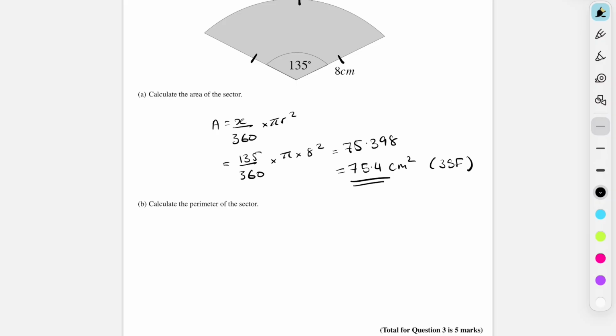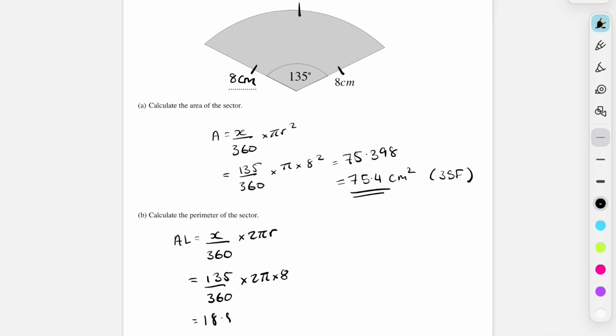Now we already know what the radius is. The radius is 8, and because the radius around a circle is consistent, this length is also 8 centimetres. So all we really need to work out is the arc length. To work out the arc length, we do x over 360 times 2 pi r. So in this case, it's 135 over 360 times 2 pi times 8. If I work that out on my calculator, I end up with 18.85 centimetres.